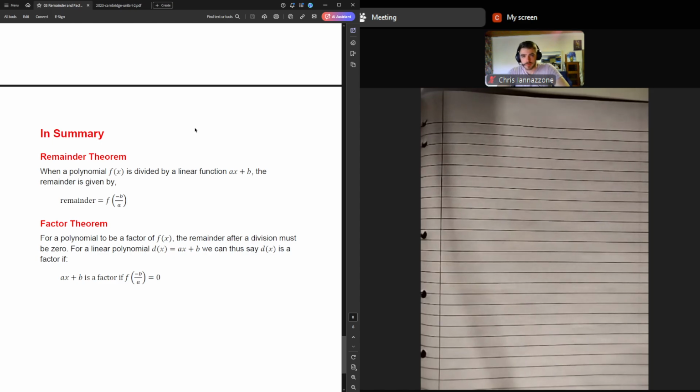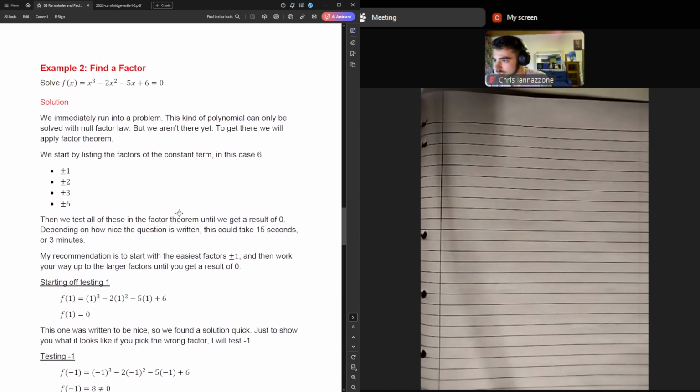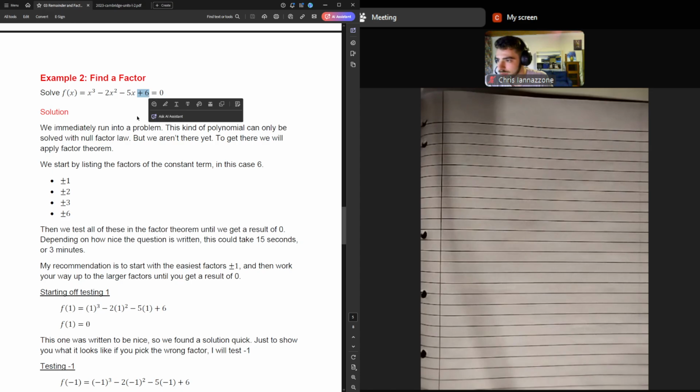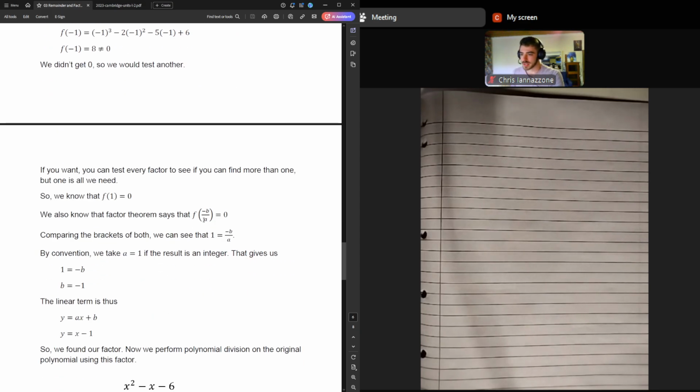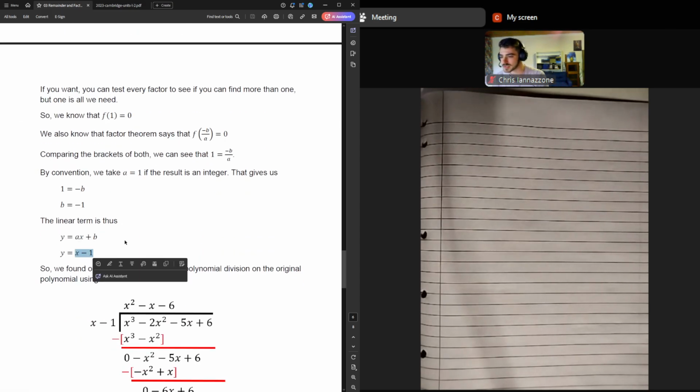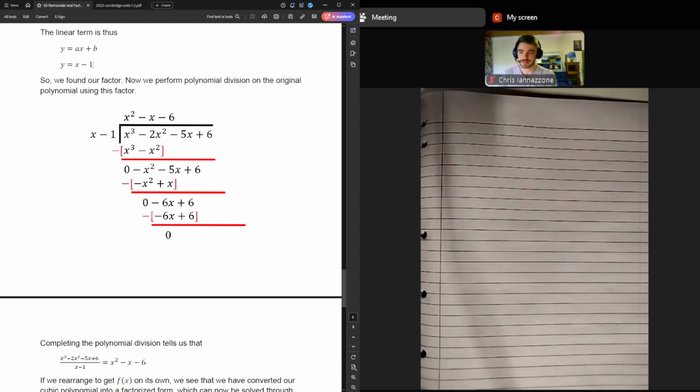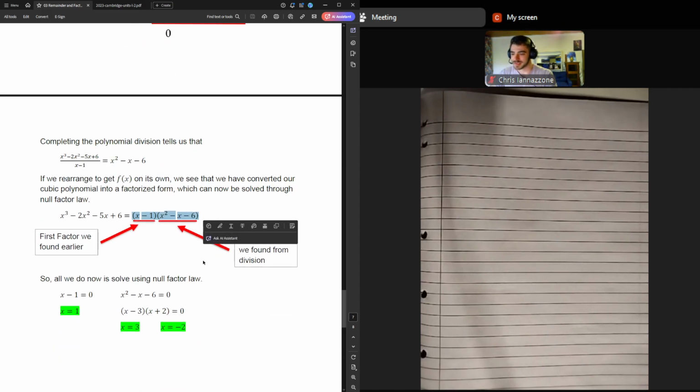If you are trying to solve polynomials, then that's where factor theorem will apply. So you're simply going to test the coefficients at the end. If we go back to what that looked like, if your final value, the constant at the end, is a +6, then you're going to test all the factors of 6, positive and negative, until you get one that equals 0. From there, you assume that a equals 1, compare the two things in the brackets, and that becomes your linear term. Polynomial divide, rearrange the polynomial division, and solve using null factor law.